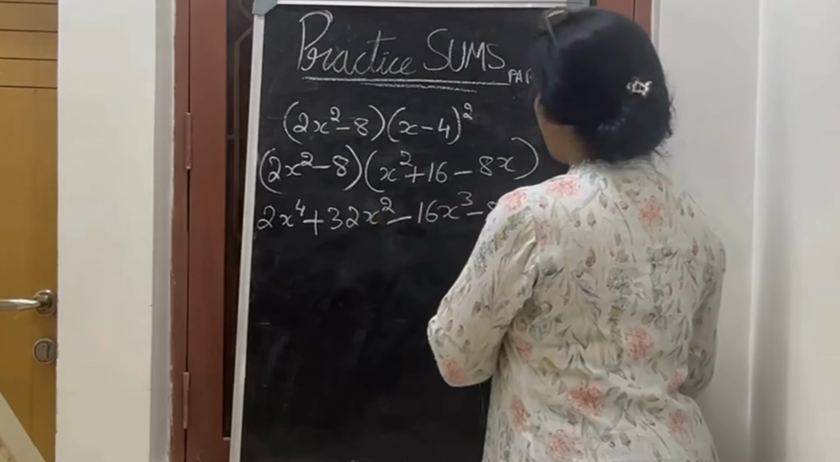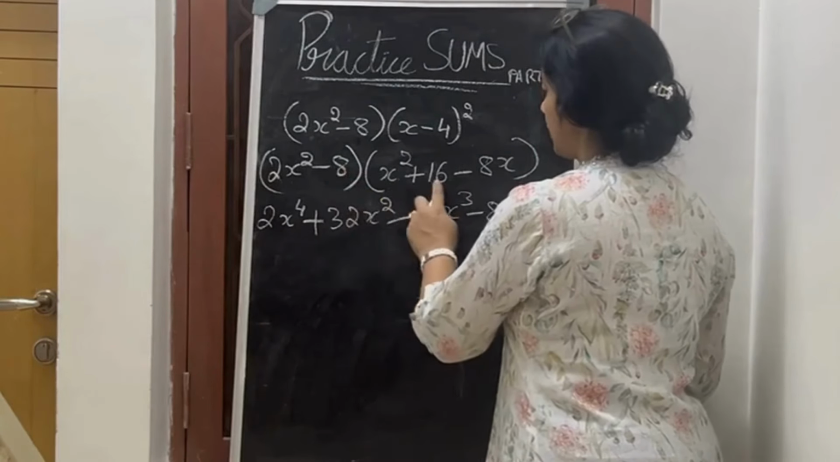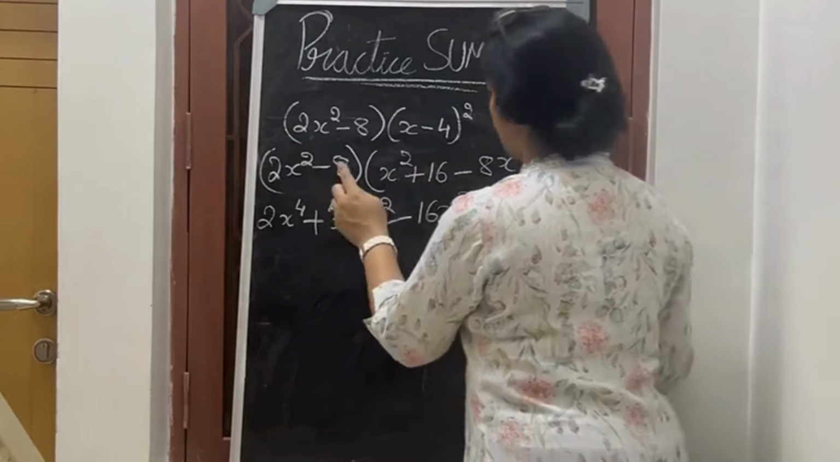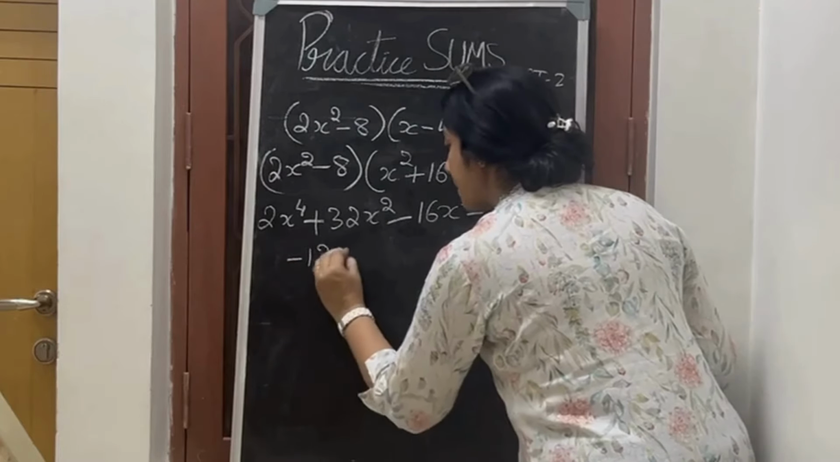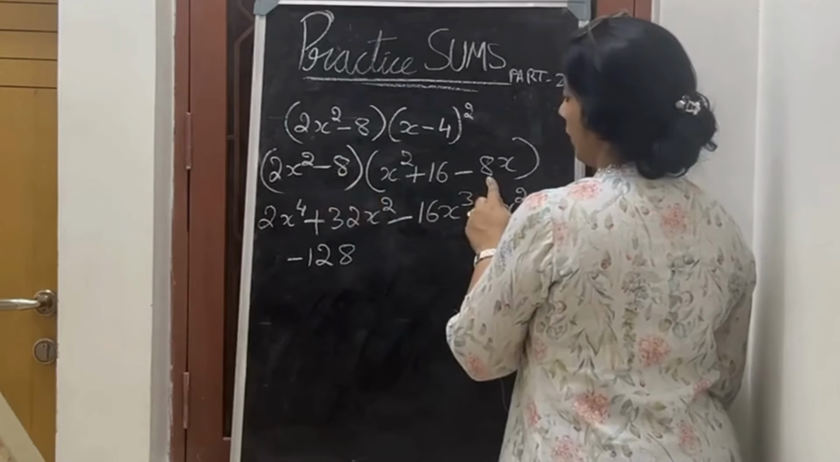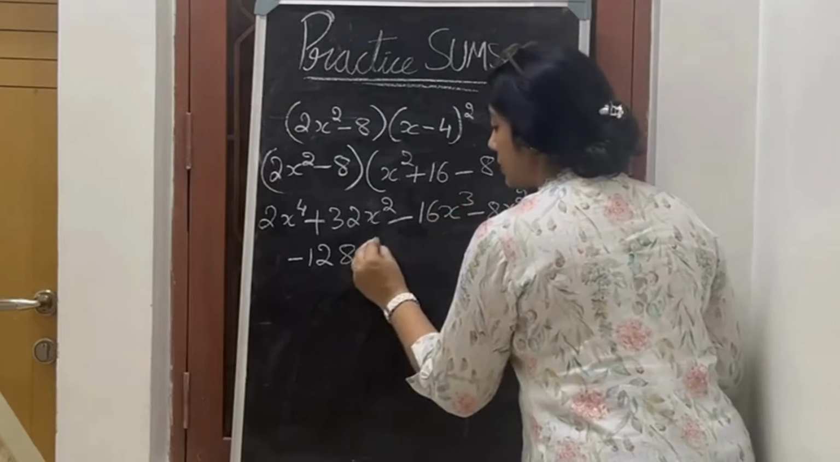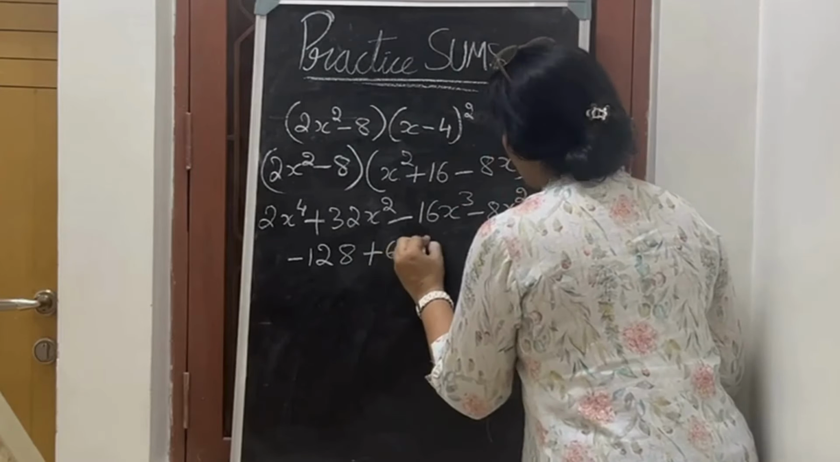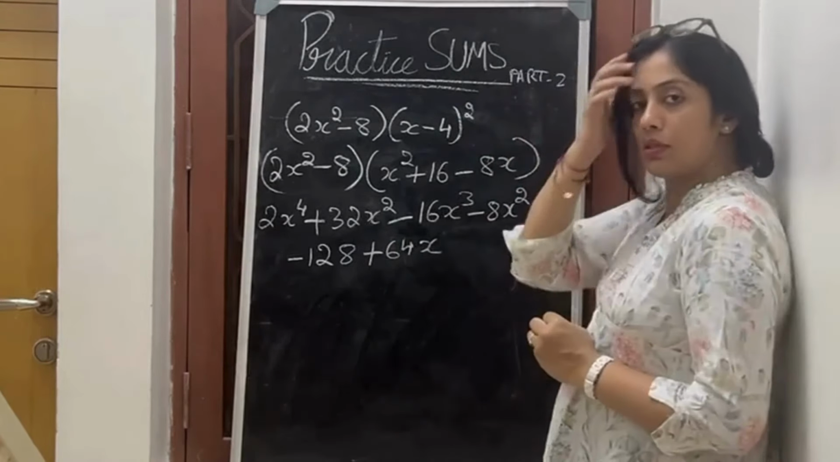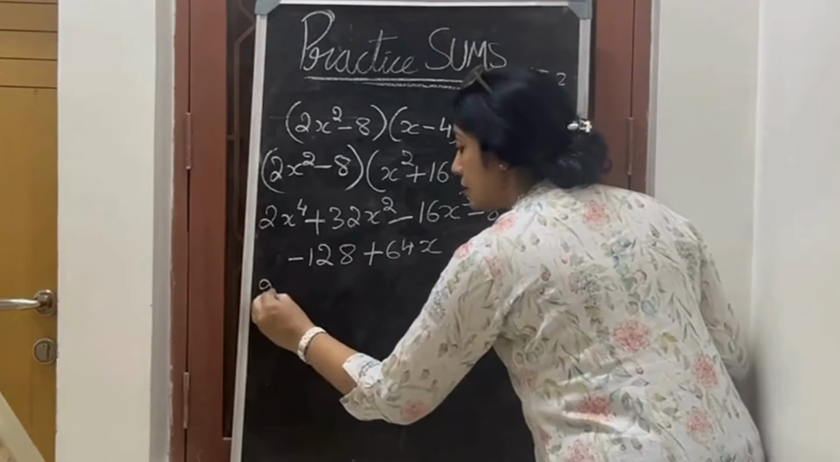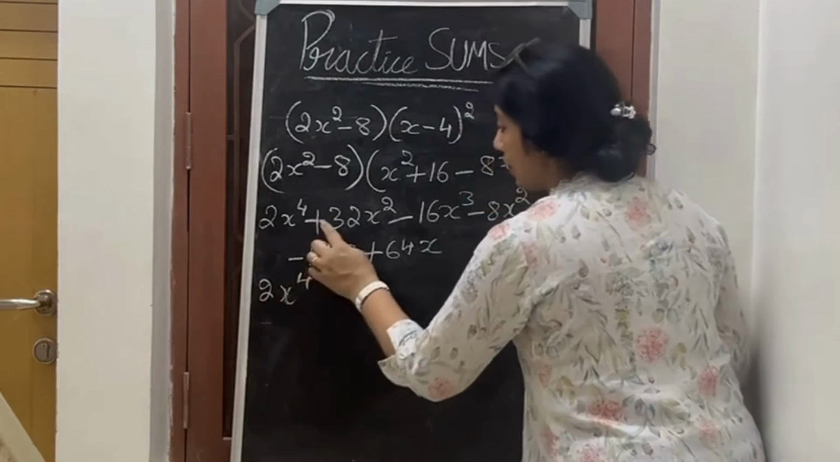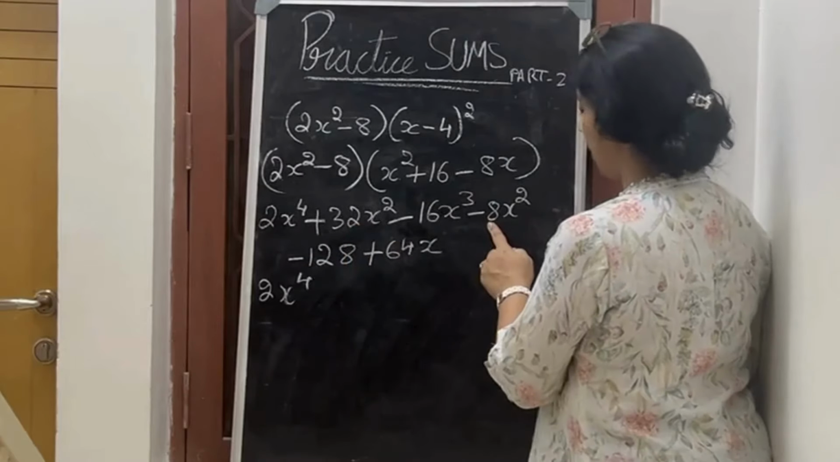So we are going to say 8x square. Then 8 16s are 128. So it will be minus 128. Then 8 minus 8 into minus 8 plus 64x. Now I'll solve this equation. 2x4 I'll write it as it is, plus 32x square minus 8x square.